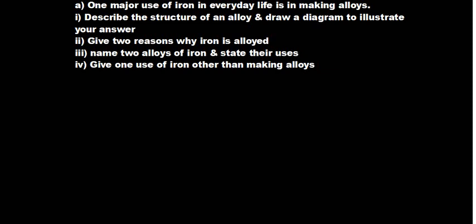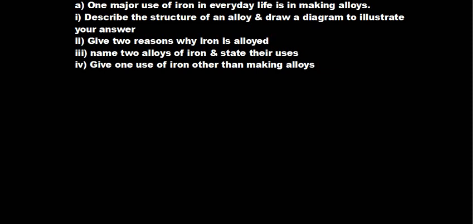Okay, so we go over a question on metals, which is in chemistry. The question reads, one major use of iron in everyday life is in making alloys. The first question says, describe the structure of an alloy and draw a diagram to illustrate your answer. Second, give two reasons why iron is alloyed. Third, name two alloys of iron and state their uses. Four, give one use of iron other than making alloys.